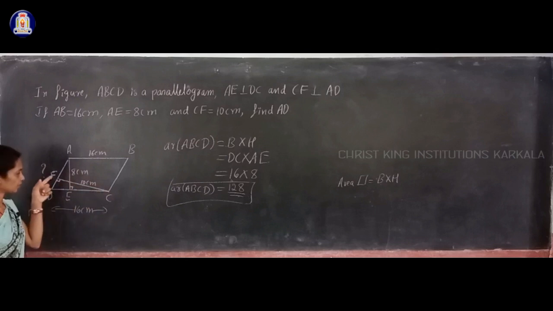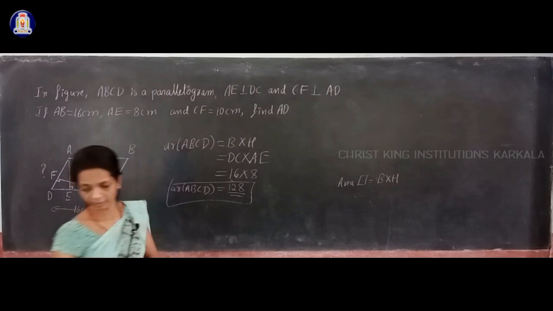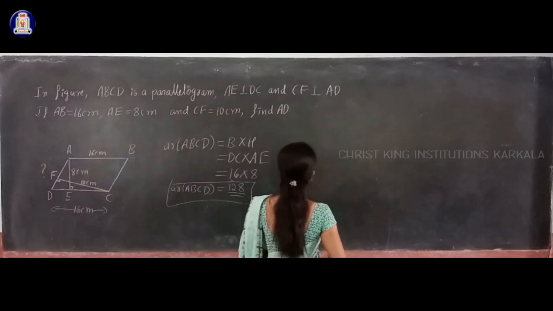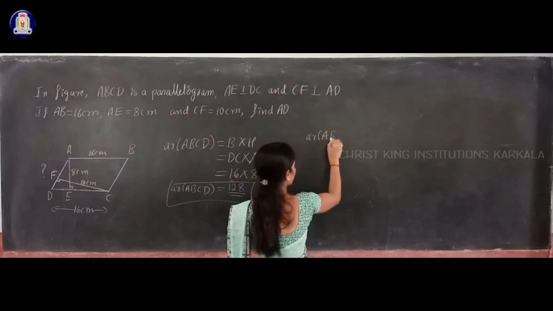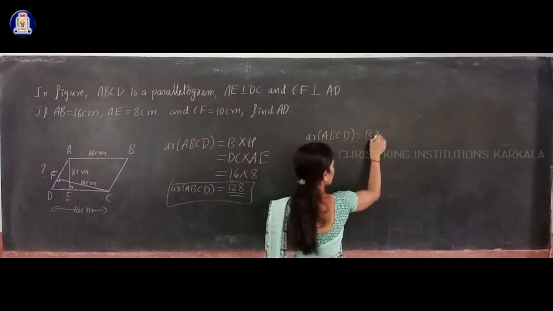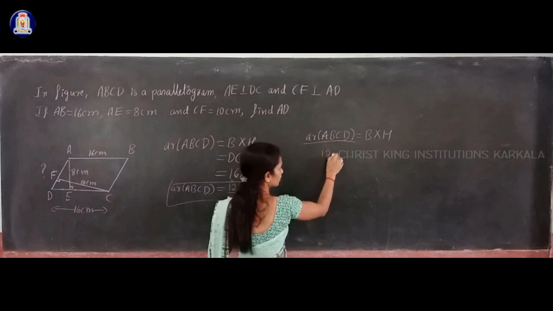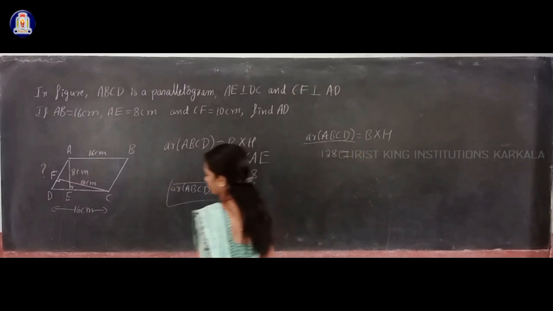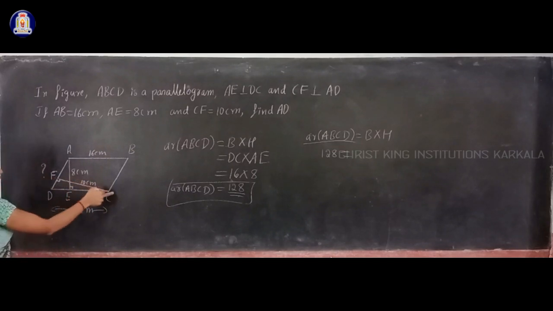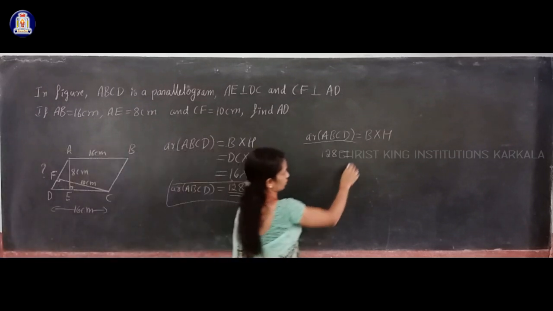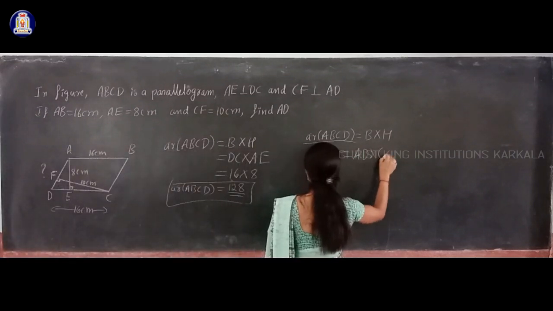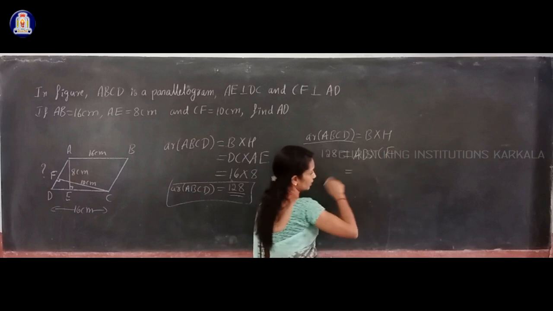Now you take the height CF, one more perpendicular you are given. According to this perpendicular, what will be the area of parallelogram ABCD? Area of ABCD is equal to base into height, but area of ABCD we got here is 128, so I will replace it by 128. What is the base now? This perpendicular CF is on which side? That will be the base AD. AD into height, height is the perpendicular CF.